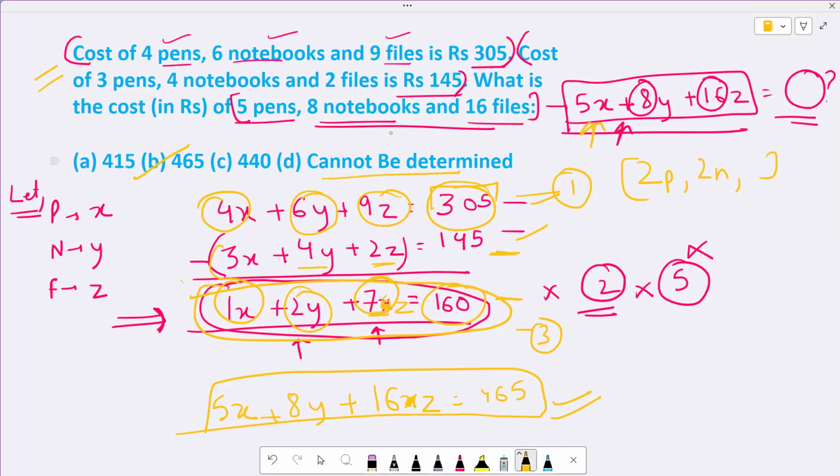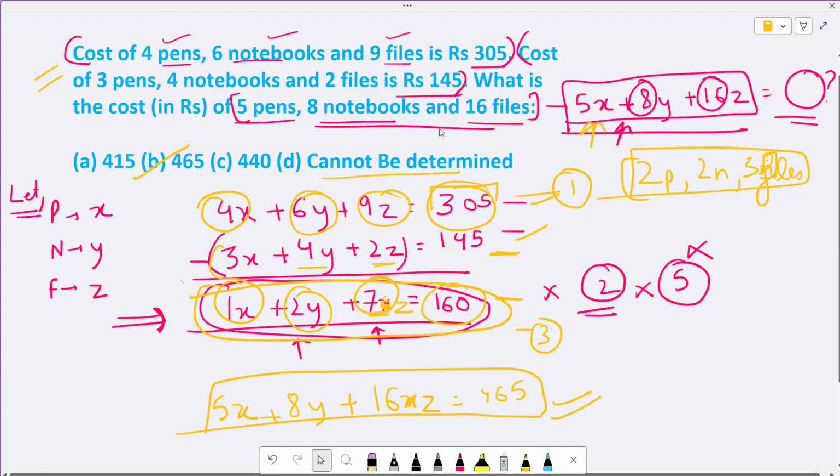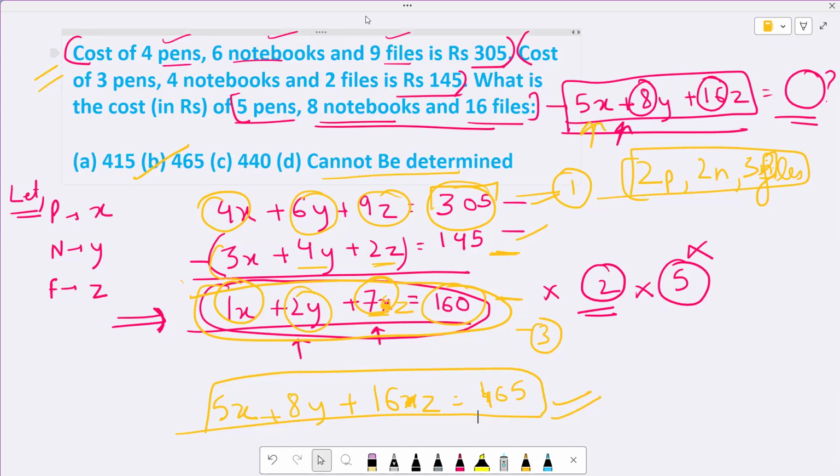Cannot be determined would have been the case if someone gave, suppose, 3 notebooks, some number, 2 pens, and sorry, 5 is here. Suppose this was the one to find out, it would have been really tough and it would not have been possible to find the cost of all these. So the answer for this particular question is 465, and I hope you understood the way of thinking in this question. Now let's move on to a similar question of this particular type.